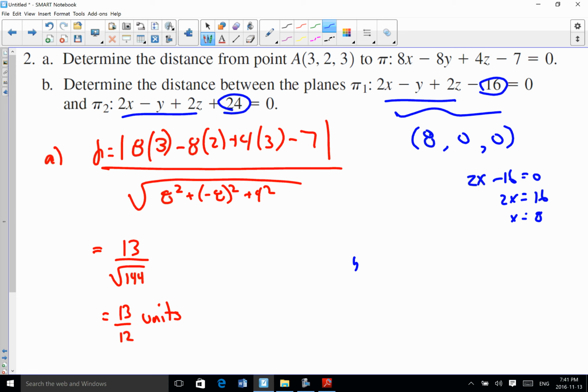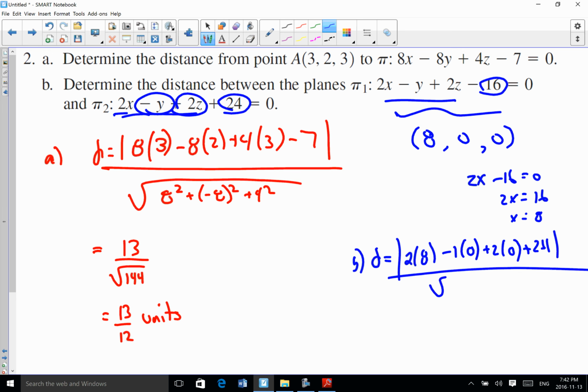Once you do that, we're back to the same kind of question as part A, in that we're using our coefficients times our values. So the coefficients are 2, -1, and 2. But what's nice is our y value is 0, our z value is 0. Don't forget the 24 at the end. Okay. And then we can do the same thing on the bottom with our coefficients.